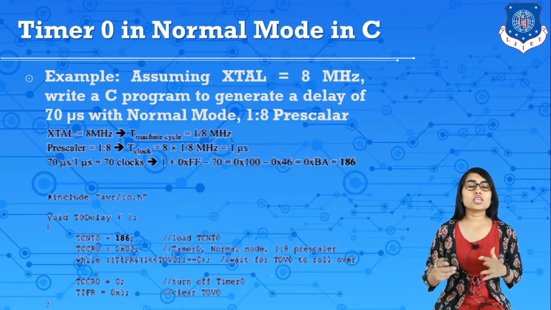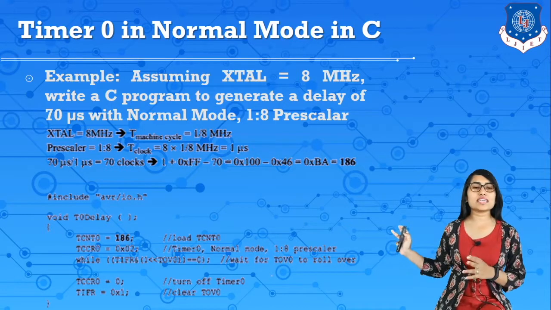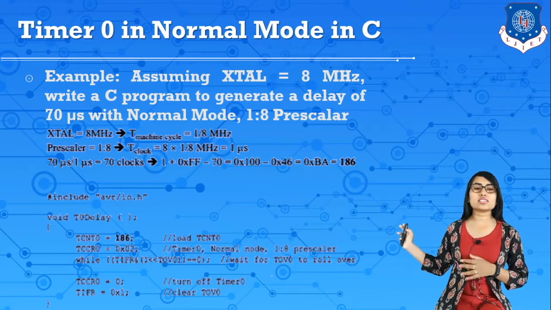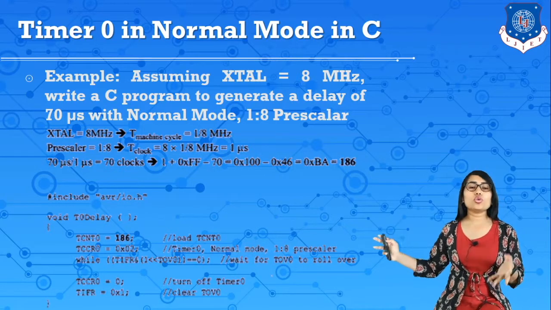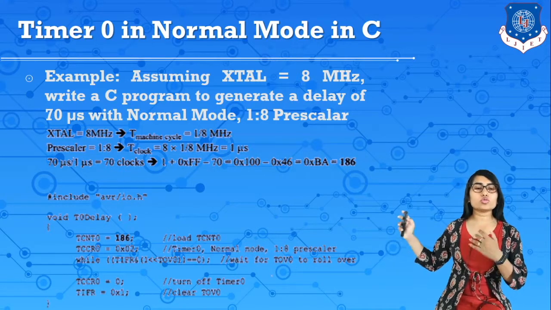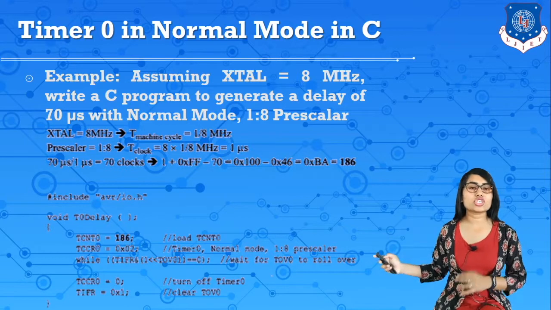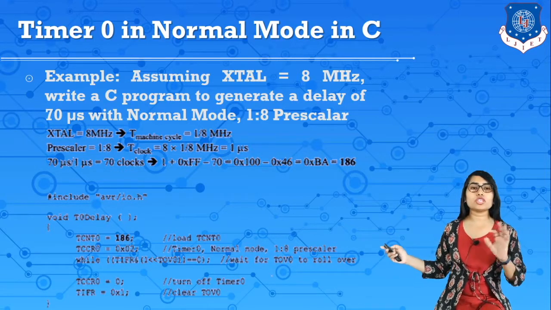So using C programming, we can easily program a timer. Just load values into TCNT0, TCCR0, then use a while loop. So wait over here. Whenever it becomes 1, then execute the next instruction. So this is how we can program timer 0 in normal mode.